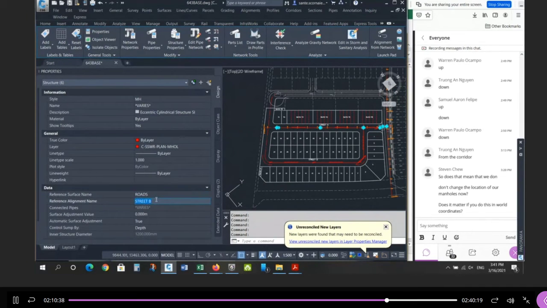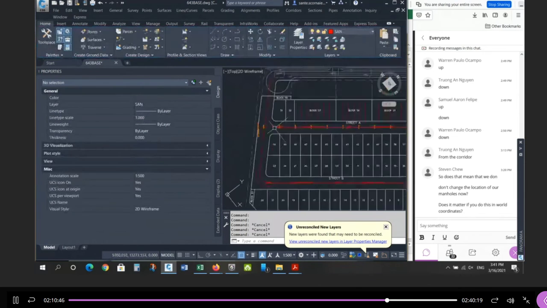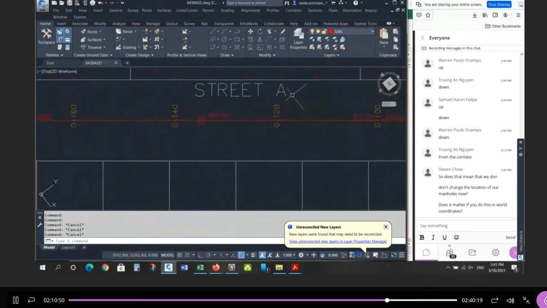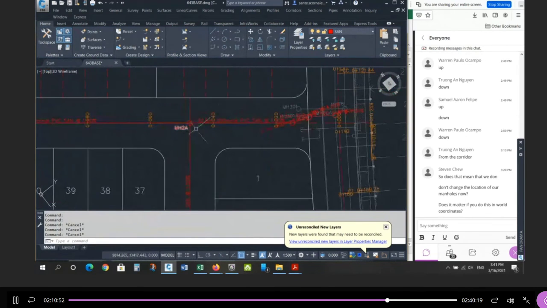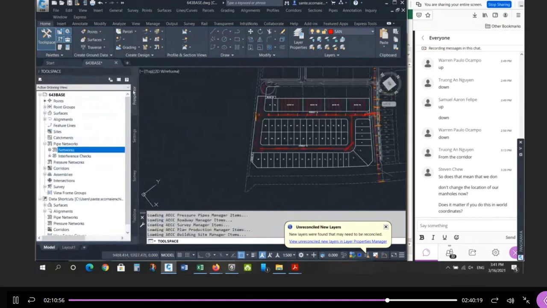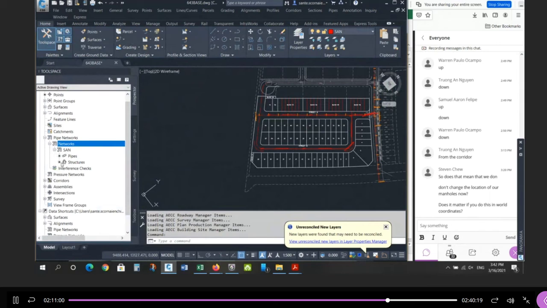Aligned reference name. Will it let me do it here? Maybe not. Might not let me. No, it won't let me do it. So you have to do it through the system. So let's go back, and I know that 4, 3, 2, 1, and everything else existing should be on that system. It should be on street A. So we can change it here under the networks, under sanitary, under the structures.